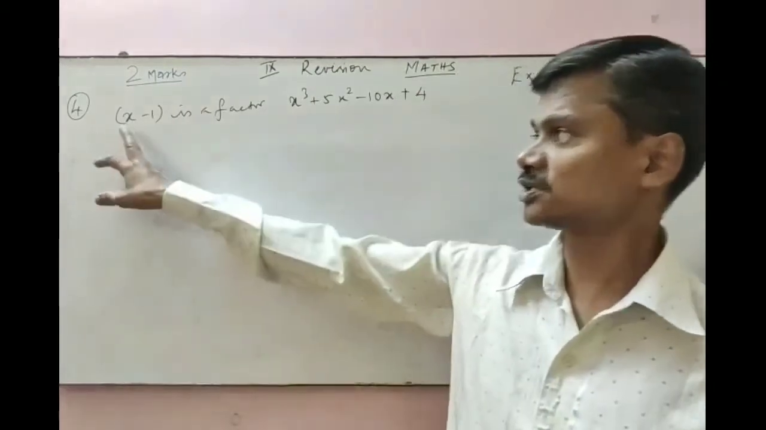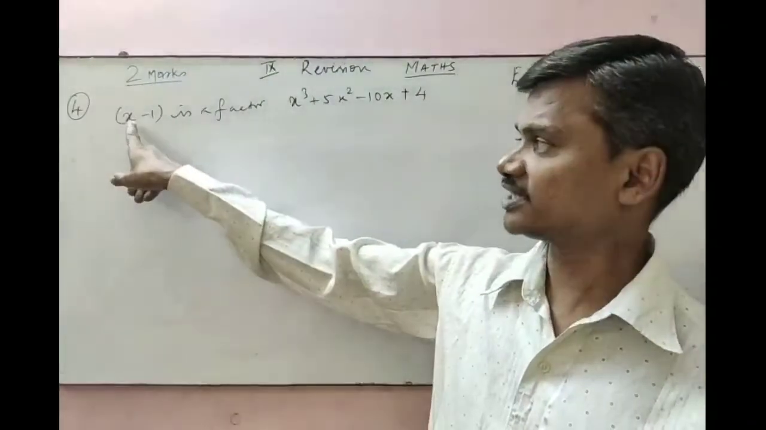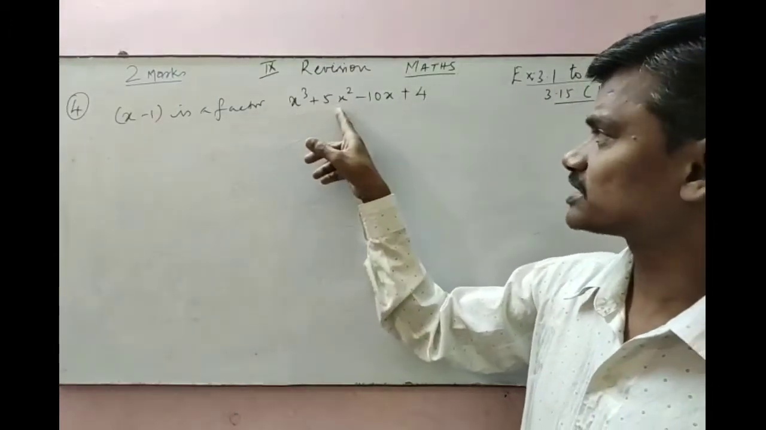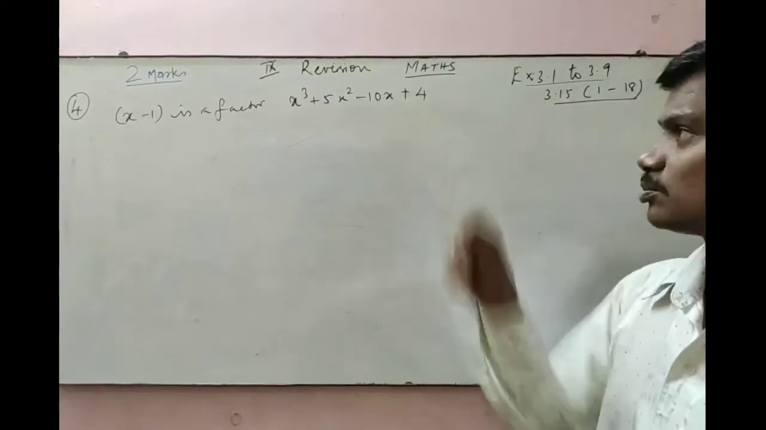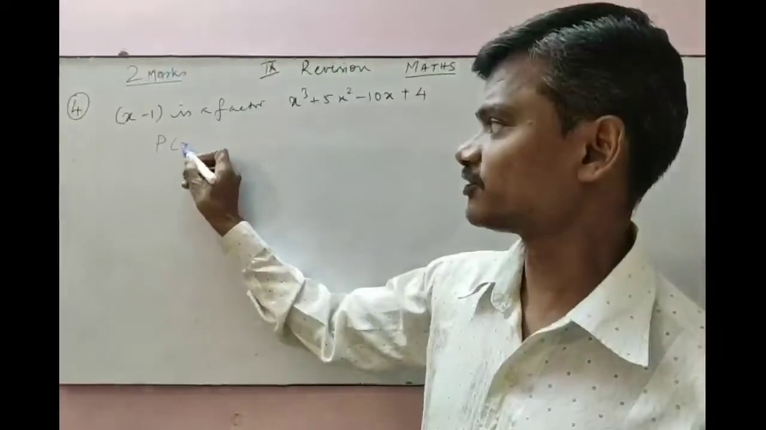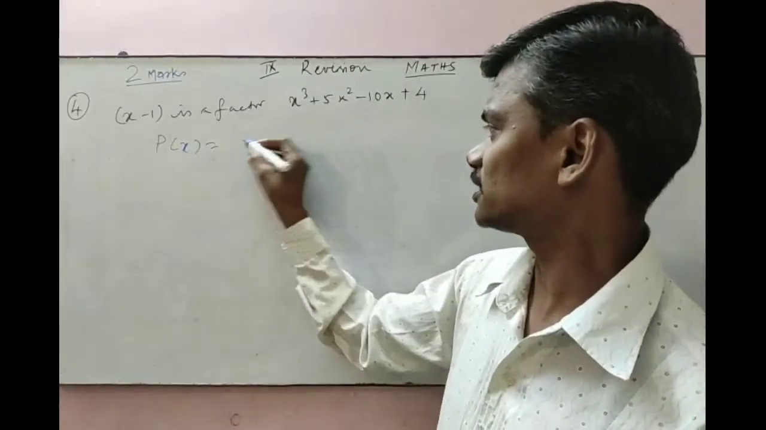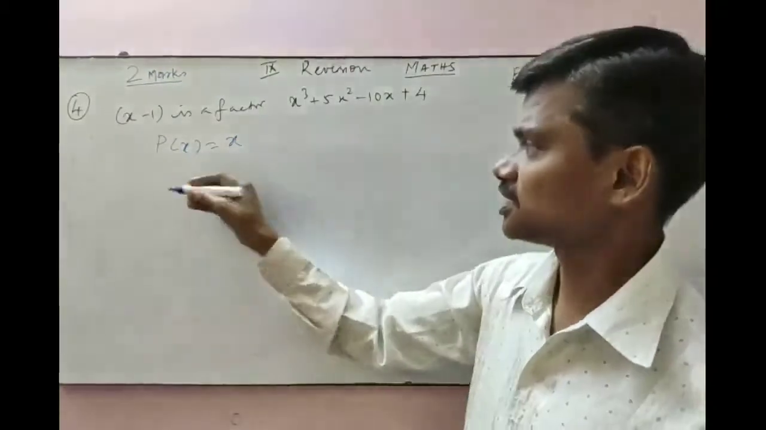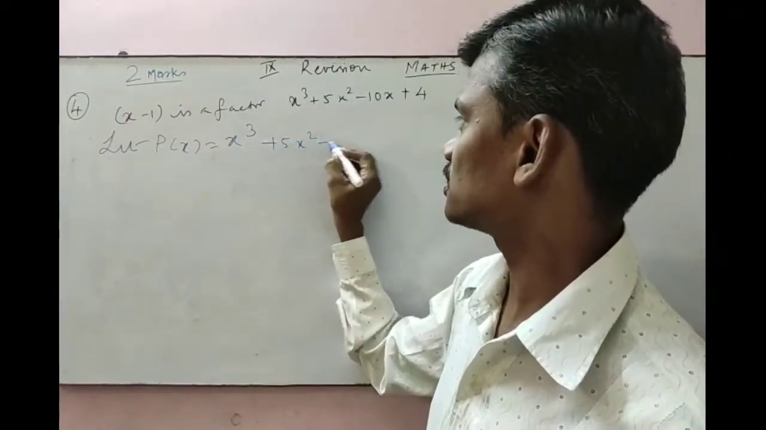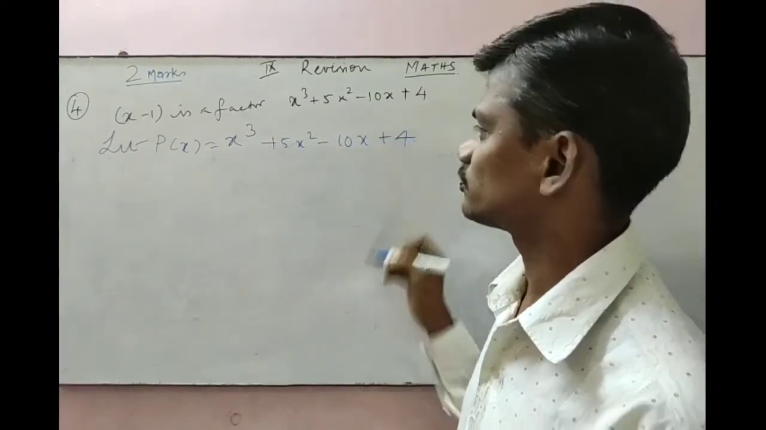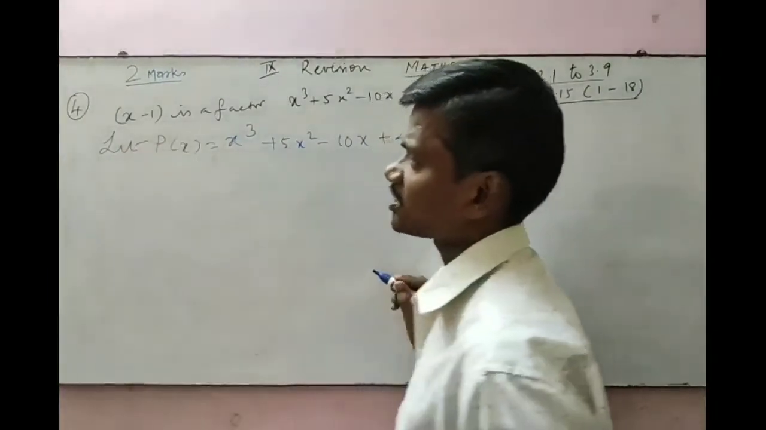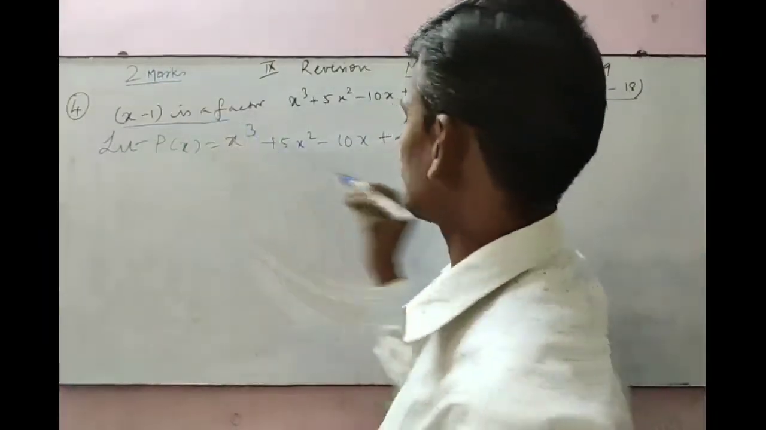Next I am going to do the fourth sum. Here we have to determine whether x minus 1 is a factor of the given polynomial x cube plus 5x square minus 10x plus 4. First I am going to name this polynomial p of x or g of x, whatever you like. So let p of x equal x cube plus 5x square minus 10x plus 4. Like the last sum, here I am going to substitute x equal to plus 1 because x minus 1 is a factor.